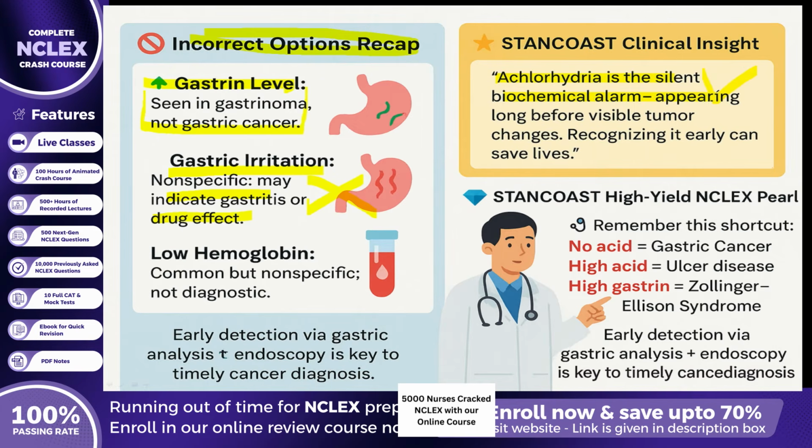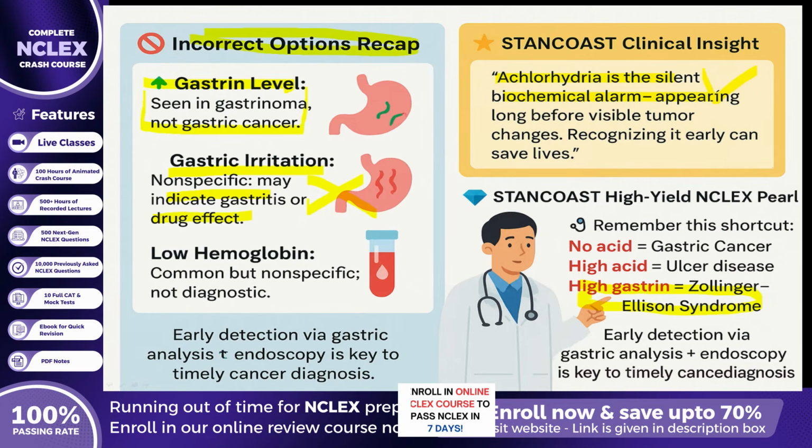Remember this simple correlation. Absence of hydrochloric acid points toward gastric carcinoma. Increased gastrin levels indicate Zollinger-Ellison syndrome. Gastric irritation implies nonspecific inflammation rather than malignancy. And anemia serves only as a supportive, not diagnostic, finding. Ultimately, early detection through gastric analysis and endoscopy is crucial, as gastric cancer often presents subtly with signs like early satiety, indigestion, and weight loss.